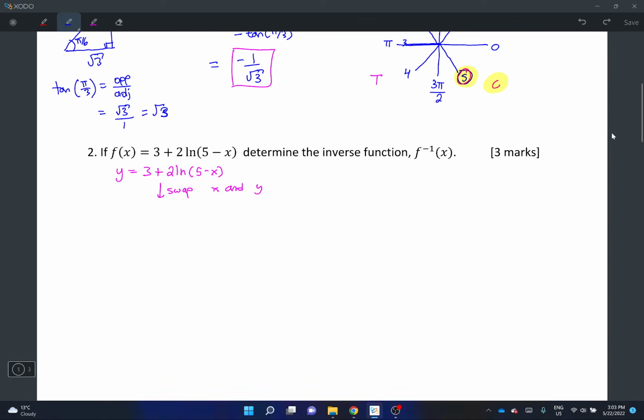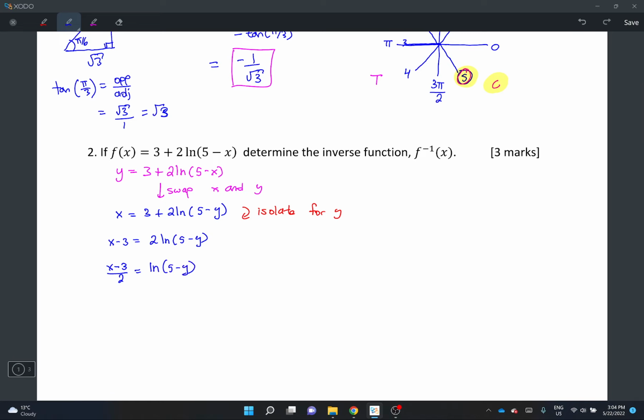So when we do that, I'm going to get x is equal to 3 plus 2 times the ln of 5 minus y. And then from here on, we're going to try to isolate for y. Once we do that, whatever we have for that will be our inverse. Okay, so I'm going to subtract 3 from both sides. Next step, I'm going to divide both sides by 2 to get the log function all by itself.